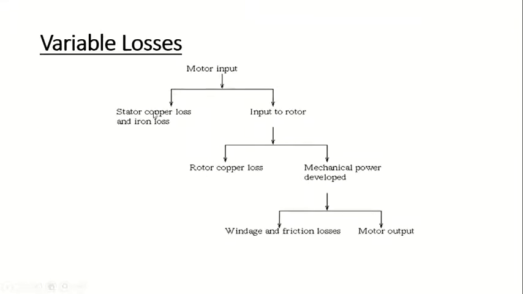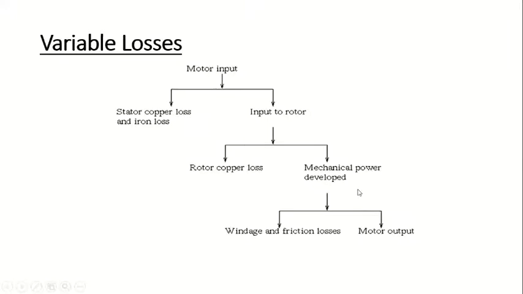Next, variable losses. We are giving an input to the stator, and the stator is fed with an input, and the stator current will flow. There is a stator current, which means there would be copper losses, and due to that current the input is given to the rotor. There is again a current in the rotor. Due to the rotor current there would be rotor copper losses, and the mechanical power is developed. Mechanical power is developing means there is a mechanical motion. Mechanical motion means mechanical losses, which are nothing but friction and windage losses, and the motor output.